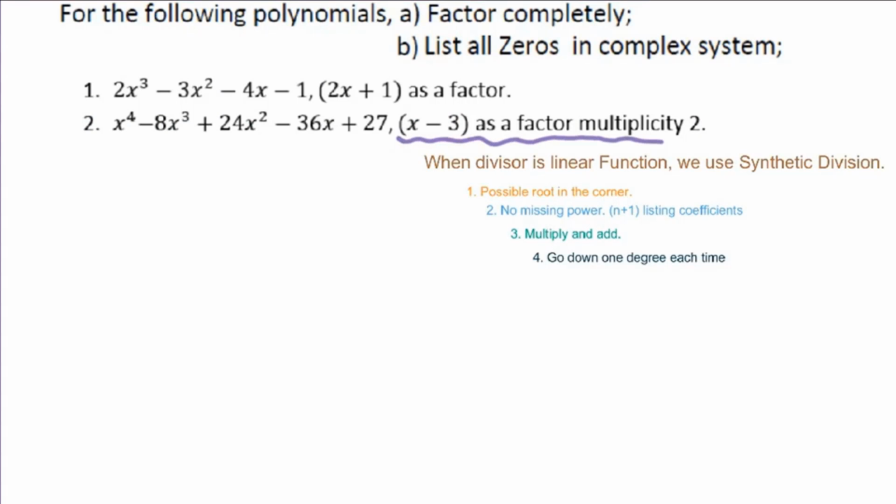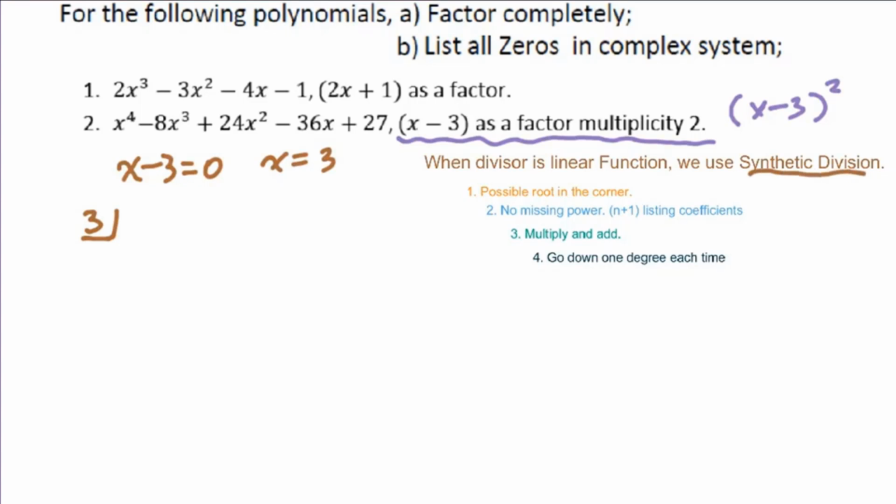x minus 3 is a factor with multiplicity 2, which means x minus 3 squared. Therefore, x minus 3 equals 0, x equals 3. So we put a 3 here. When you do the synthetic division, make sure there is no missing power: 4, 3, 2, 1, constant. So we have the coefficients 1, negative 8, 24, negative 36, 27.